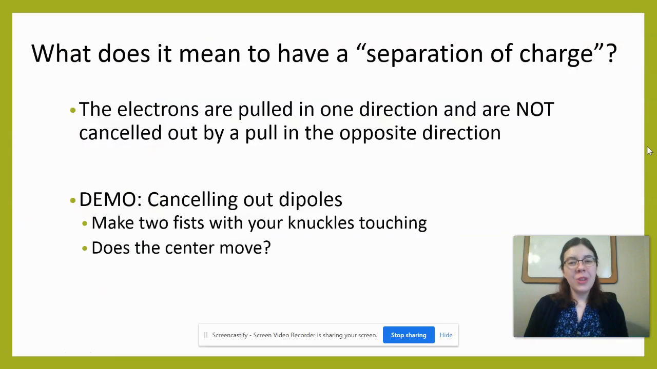So you can actually demonstrate this yourself at home. With one of your hands, go ahead and make a fist, and if you push in one direction, your fist moves. That's because there's nothing canceling it out. Well, if you make two fists and you push against each other, assuming you're pushing with equal force with both hands, your fists don't move. The center stays the same. That's because we have that cancellation of charge. So there is no separation of charge. Versus where our dipoles don't cancel out, that's when we have that separation of charge, that movement. So I hope that helps.